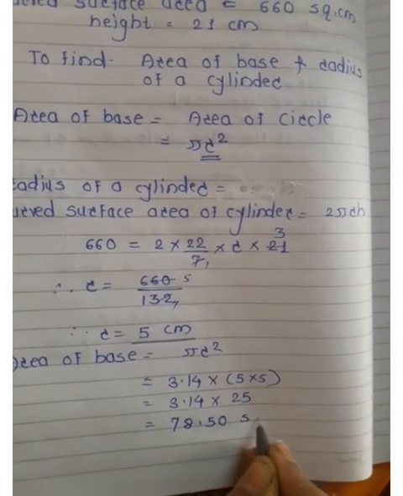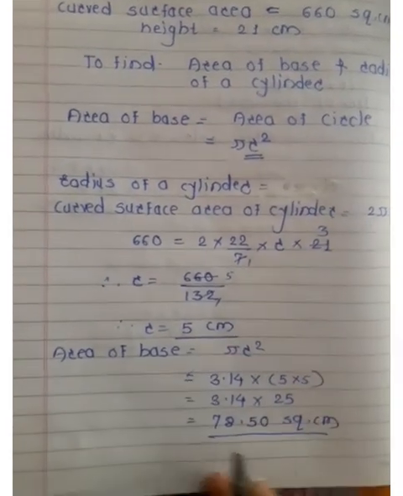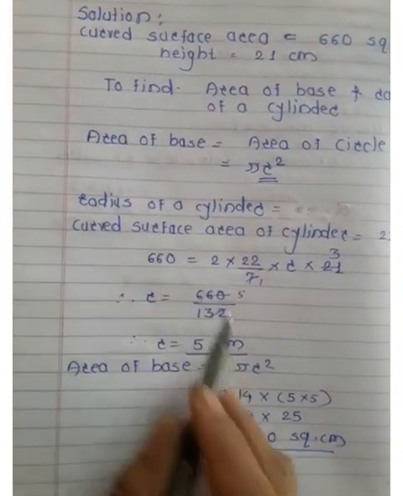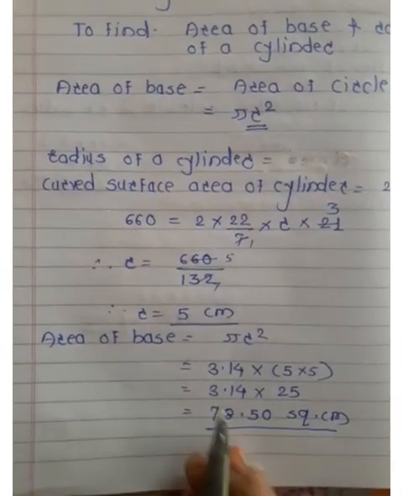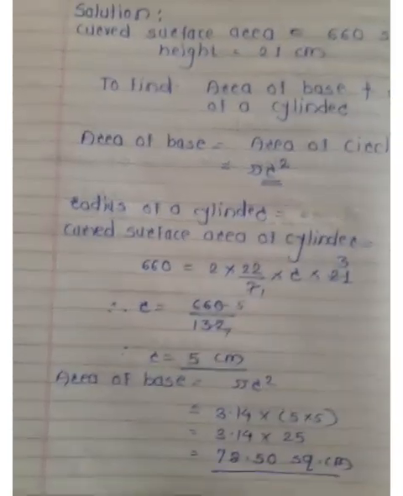When we multiply we get the answer 78.50 square centimeter. And finally we can write two sentences. The first sentence is the radius of the cylinder is 5 centimeter, and the second is the area of base is 78.50 square centimeter. Okay, got it.